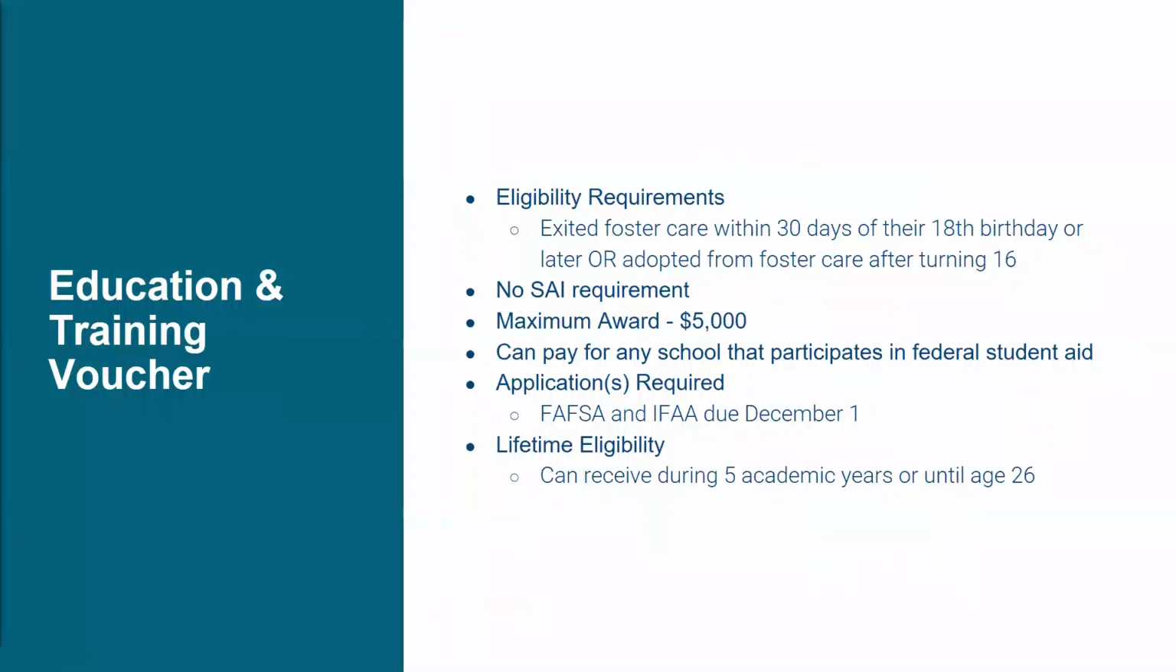The education and training voucher is for a very specific population of students. It's for students who have exited foster care within 30 days of their 18th birthday or who were adopted from foster care after turning 16. There is no student aid index requirement on this one, and the maximum award for it per year is $5,000.